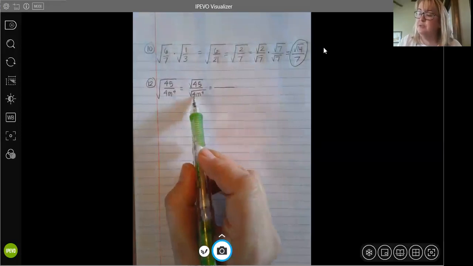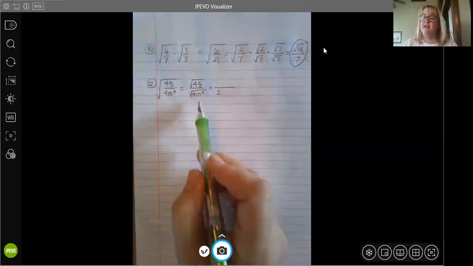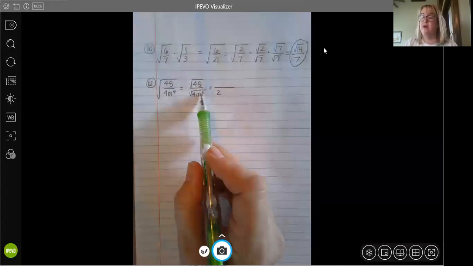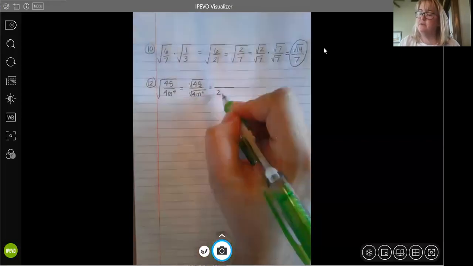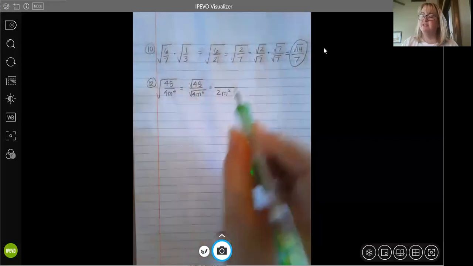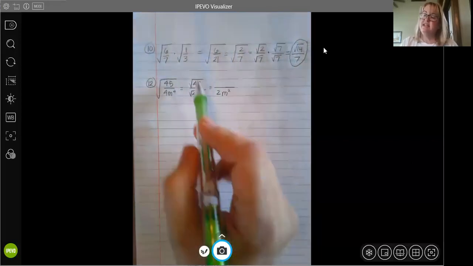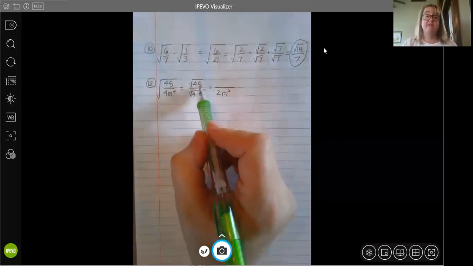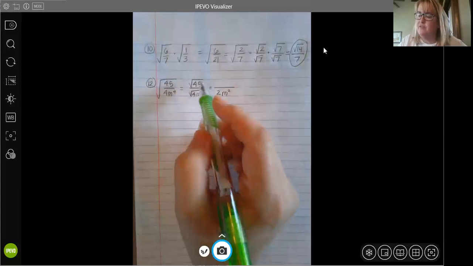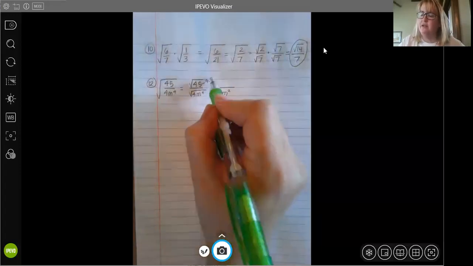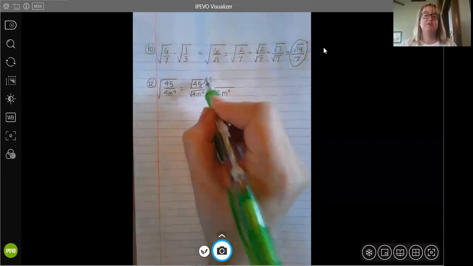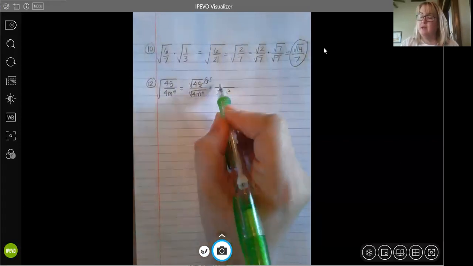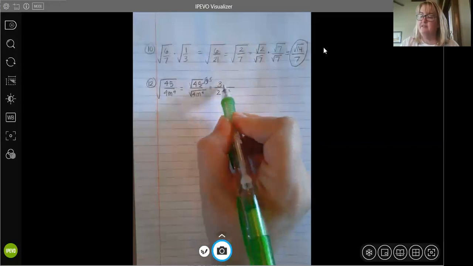So the square root of 4 is 2. And again, when you have an exponent and you're finding the square root of that exponent, you divide by 2. So the 4 divided by 2 is 2. So the square root of m to the 4th is m squared. So our radical sign is done. We need to see, though, can I factor out a square factor from 45? And the answer is yes, because 45 is 9 times 5. Well, 9 is a square number. So the square root of 9 is 3, and we've got the square root of 5 left.